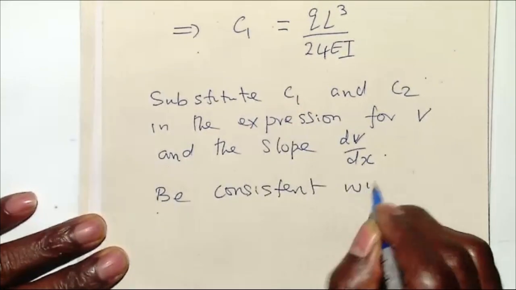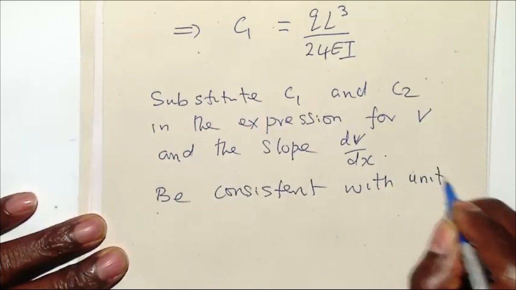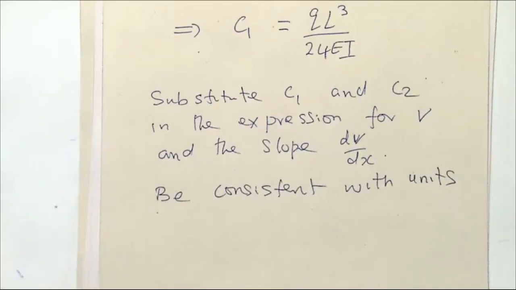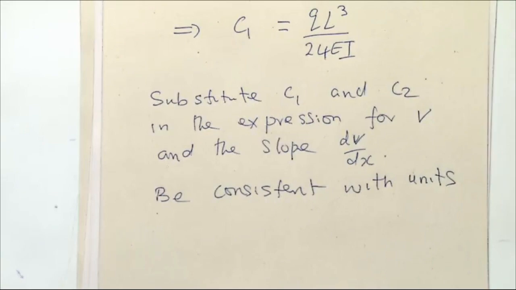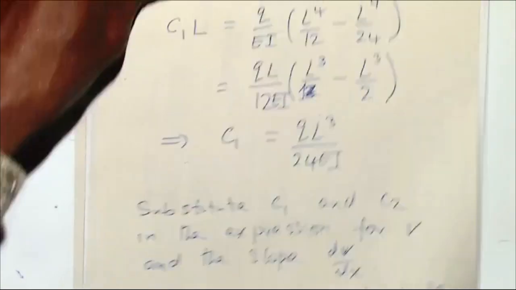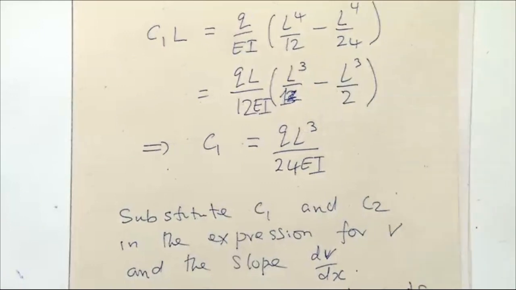How did you get 24 in the denominator? This is L cube over 1, L cube over 2. You have to move it down. Oh, right. Okay. So that's L cube over 1, that is L cube over 2. 1 minus half is half.